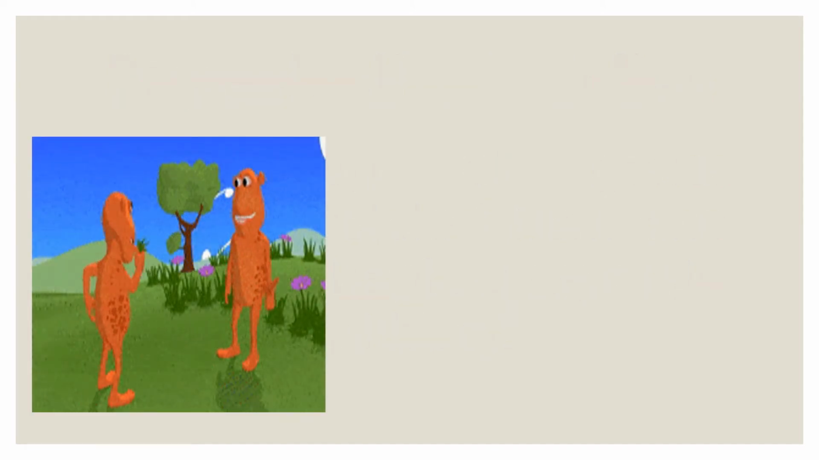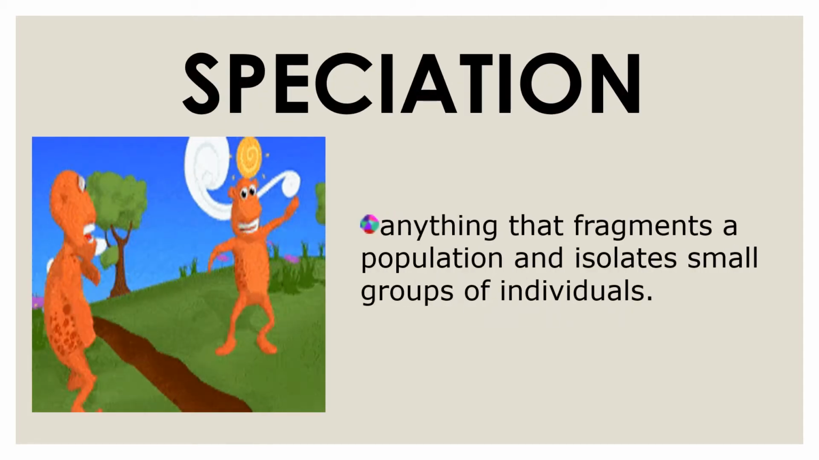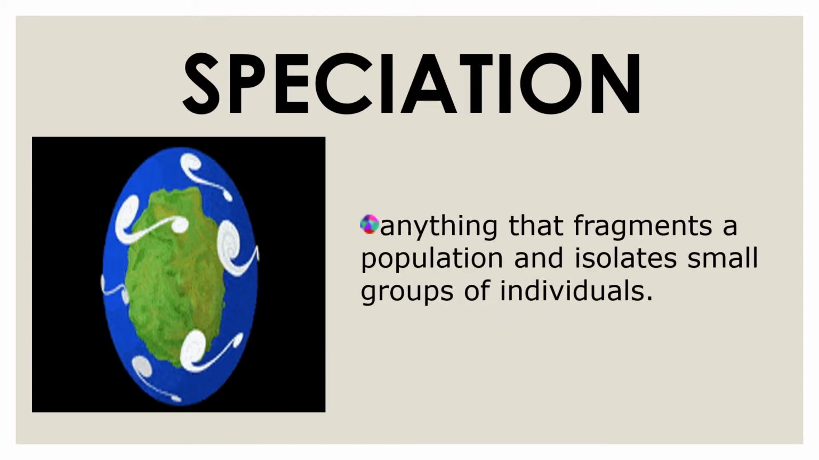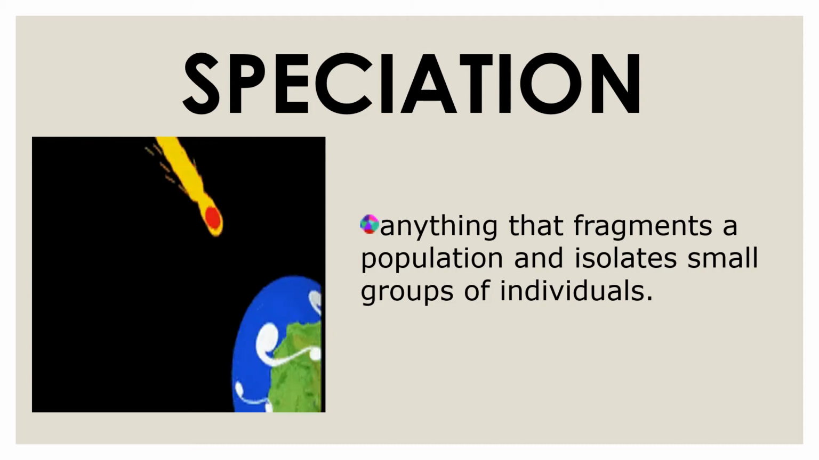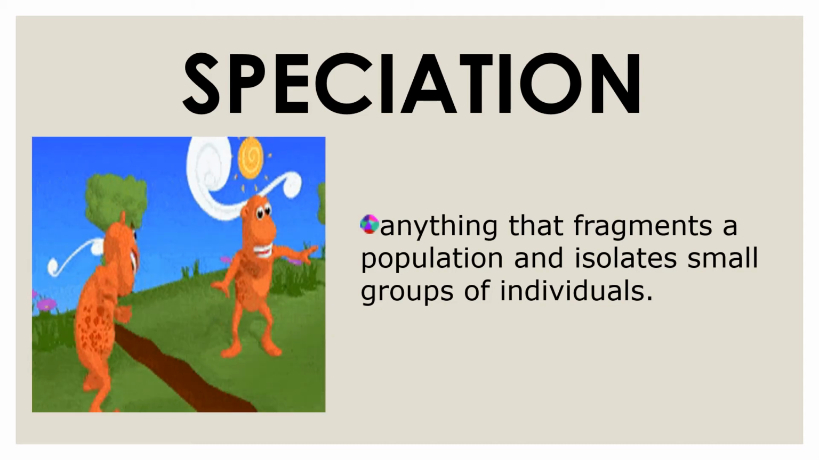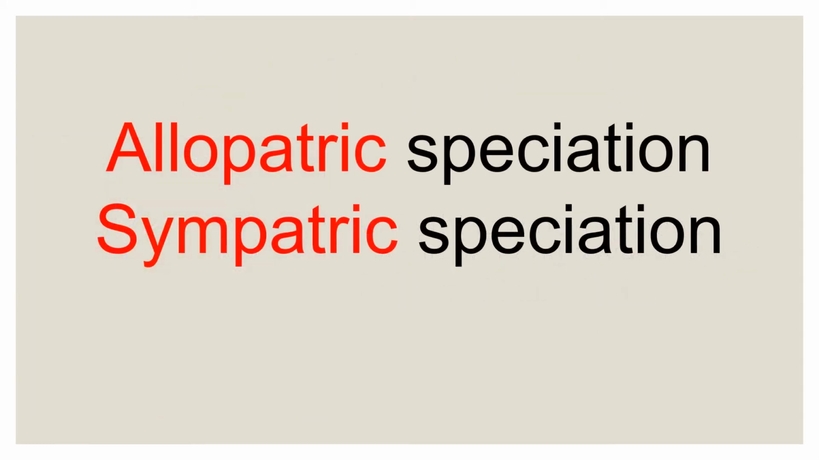What then is speciation? Speciation is defined as anything that fragments a population and isolates small groups of individuals. What are the different modes of speciation due to different modes of isolation? Speciation can be allopatric or sympatric.